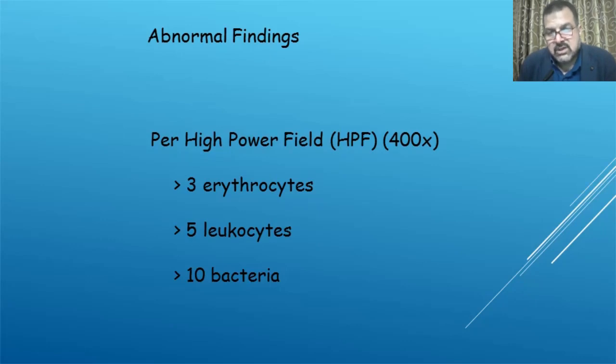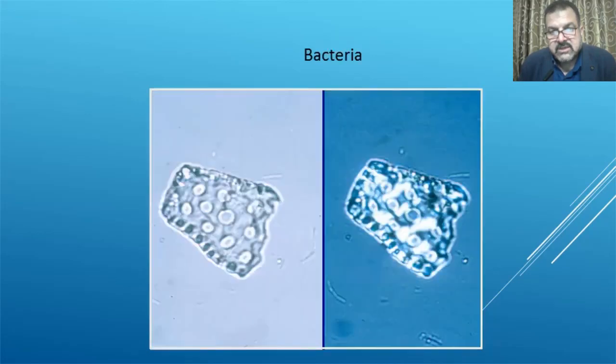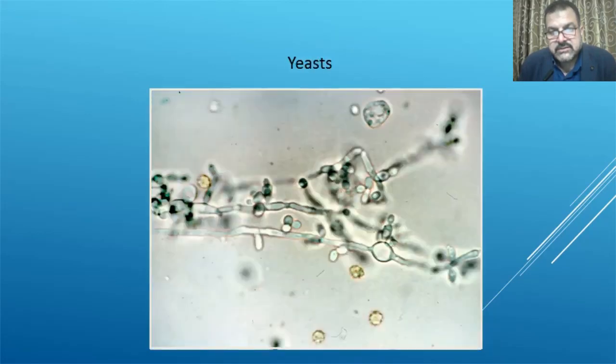Usually we count more than 5 erythrocytes, more than 5 leukocytes as abnormal, and the presence of bacteria is abnormal. This is an example of red blood cells in the urine in high power field. This is bacteria, this is yeast.